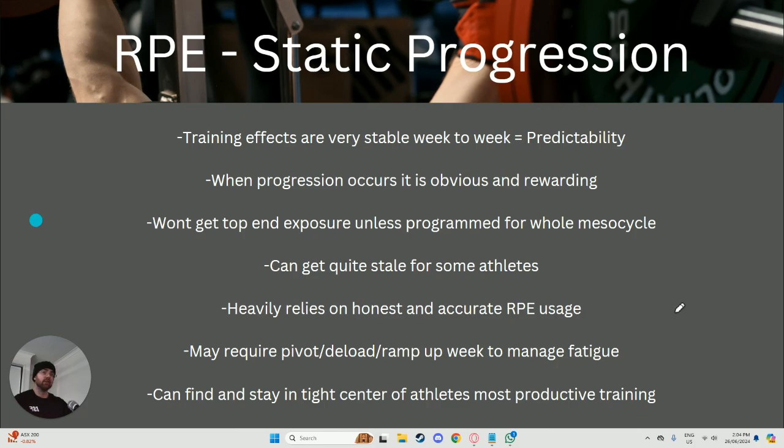It's still a 7. And then the week after that you're like, man, I've been doing 200 for 2 weeks and I haven't got any stronger yet. I'm going to put the weight up. And it ends up being like a 7.5.